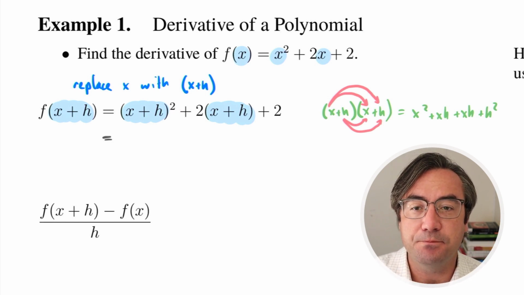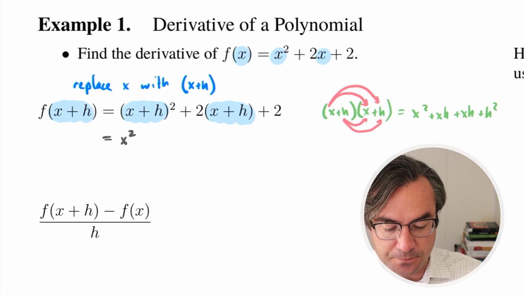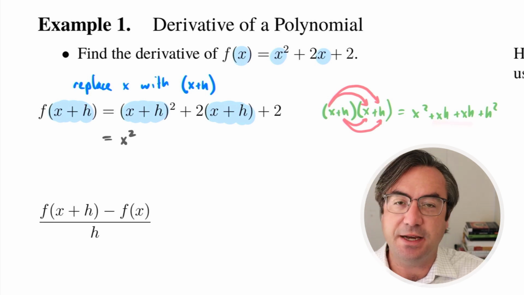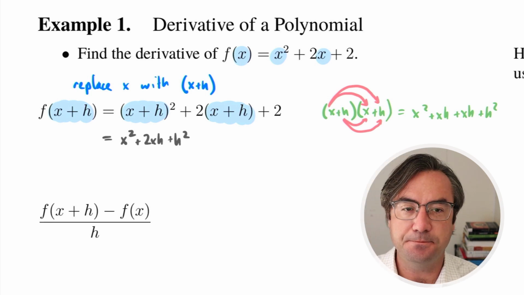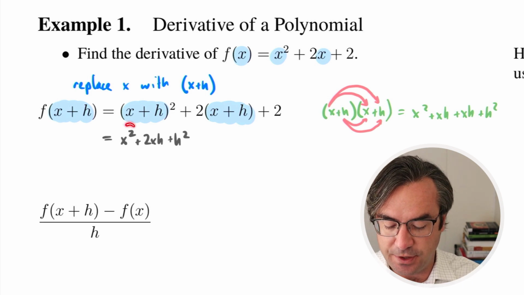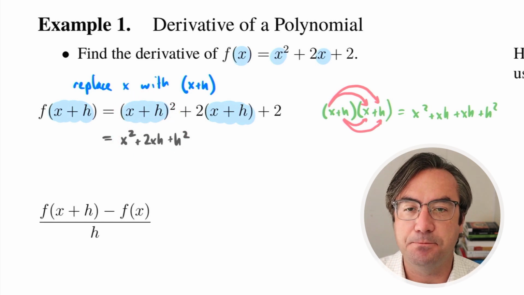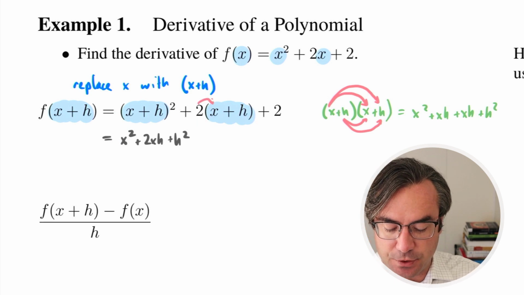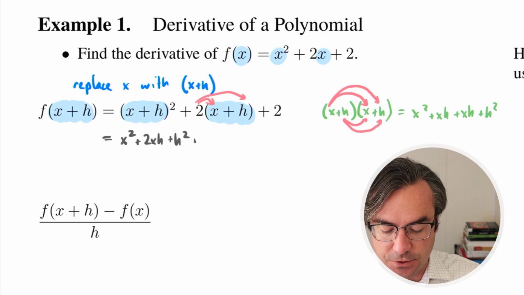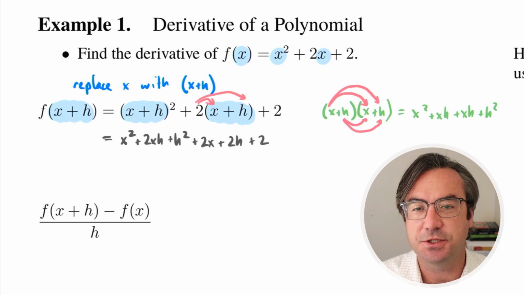All right, so if we simplify that down, we have our x squared, and we have 2 copies of xh that are getting added. So we'll have 2xh, and then we've got our h squared. And so this is that multiplied out. Now over here, we can distribute the 2, so we get 2x plus 2h. And then finally, we have our plus 2 at the end.